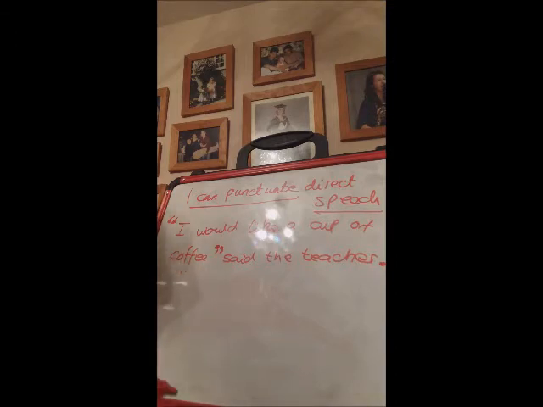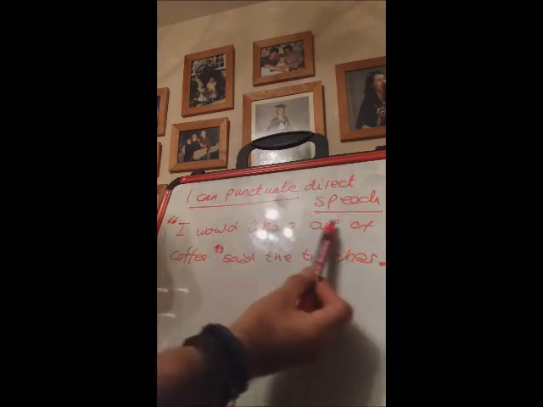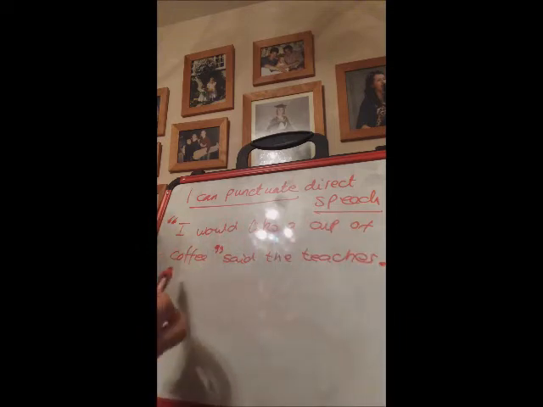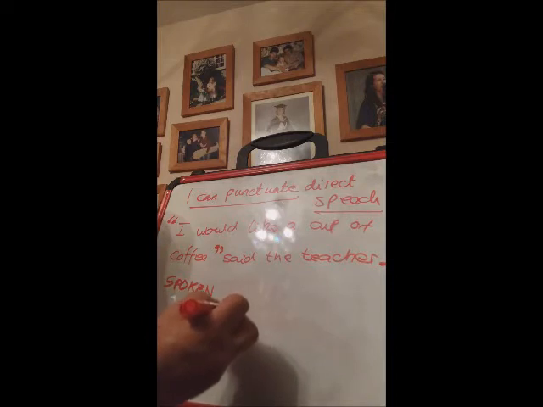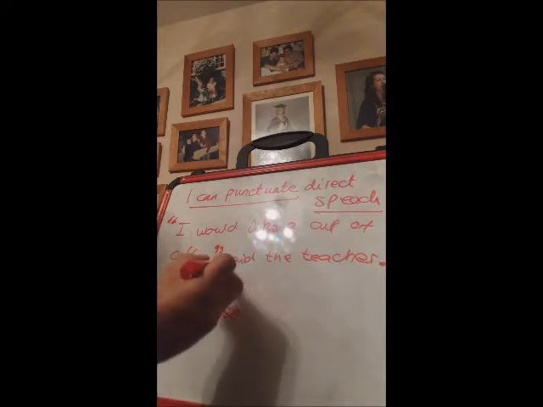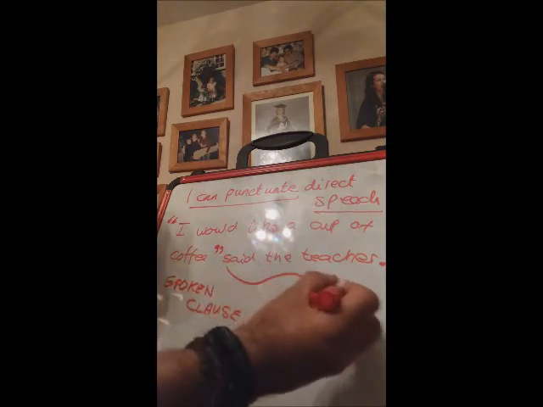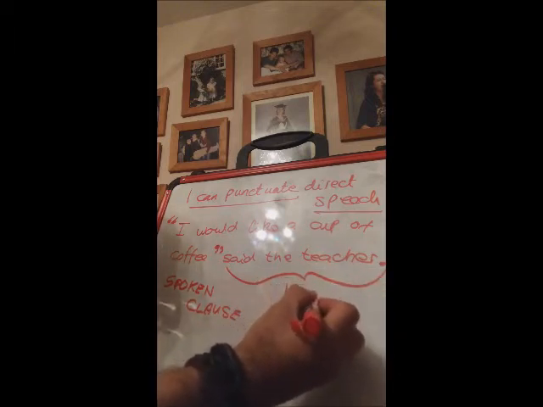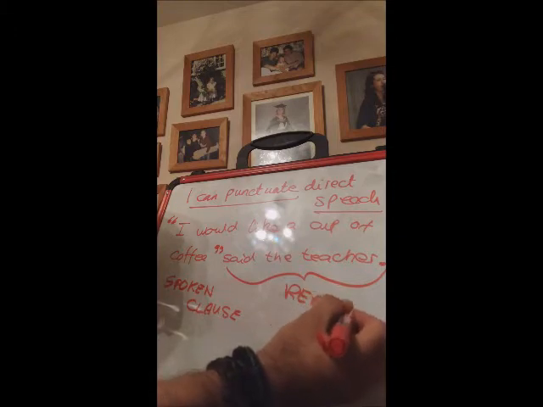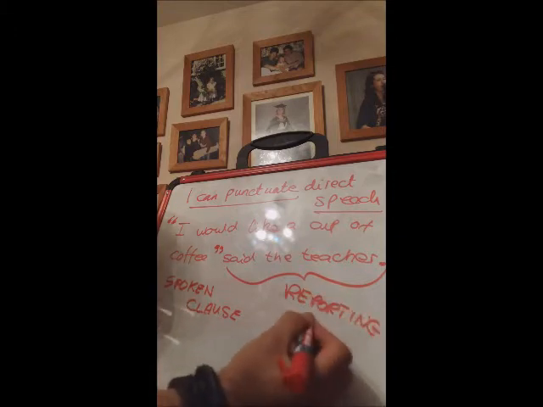Now the bit between the speech marks, I would like a cup of coffee, is the spoken clause. Spoken clause, C-L-A-U-S-E. And the bit that tells us who is speaking is called the reporting clause. Reporting clause, C-L-A-U-S-E.